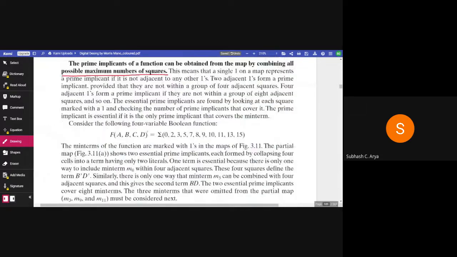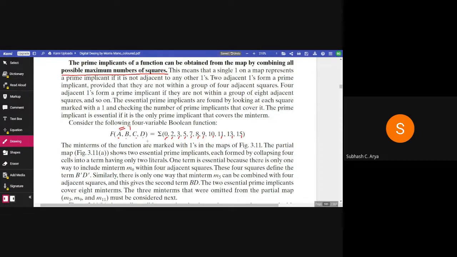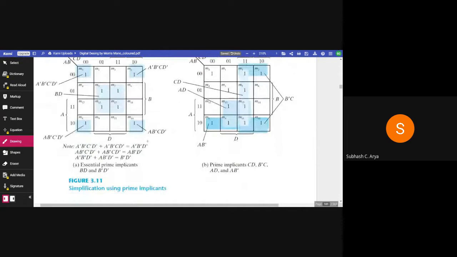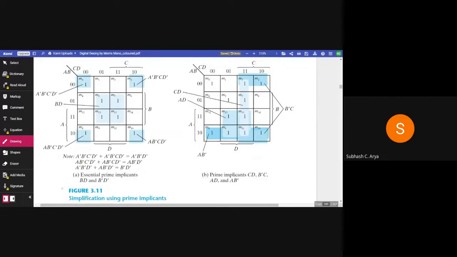An example is given here: f is a function of variables A, B, C, D, which is equal to summation of 0, 2, 3, 5, 7, 8, 9, 10, 11, 13, and 15. So these are the minterms at which the function gives value 1, meaning the function gives a true value on these minterms. So this is four variables, so we need a four-variable K-map. If we look at figure 3.11, we have a four-variable K-map.